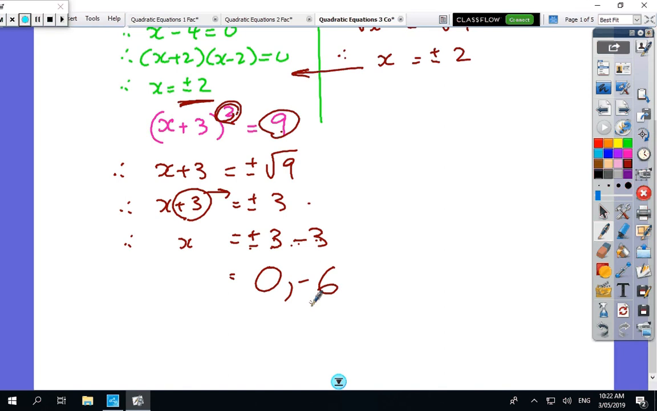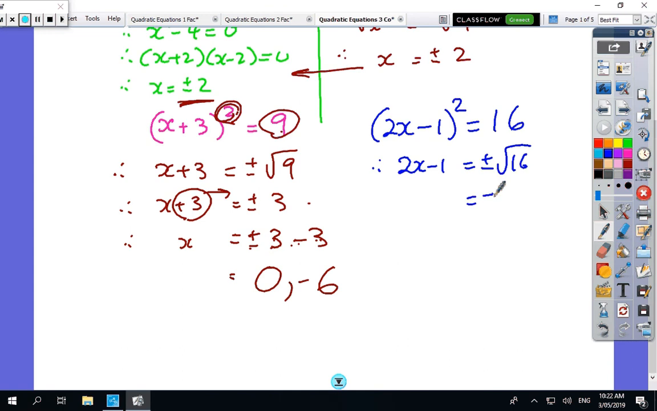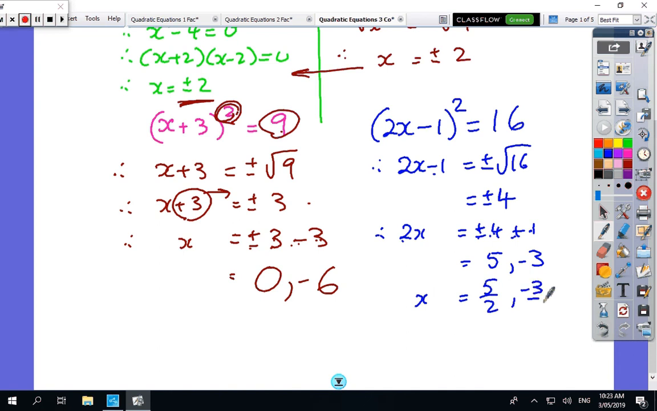Okay, I might just do another one just while I'm on this page. Say for instance we've got 2x minus 1 squared equals 16. So the first line would be 2x minus 1 equals plus or minus the square root of 16, which is plus or minus 4. So 2x equals plus and minus 4, and then minus 1 becomes plus 1. And so 4 plus 1 is 5. Minus 4 plus 1 equals minus 3. And so divide through by 2. So the answer is 5 on 2 and minus 3 on 2.